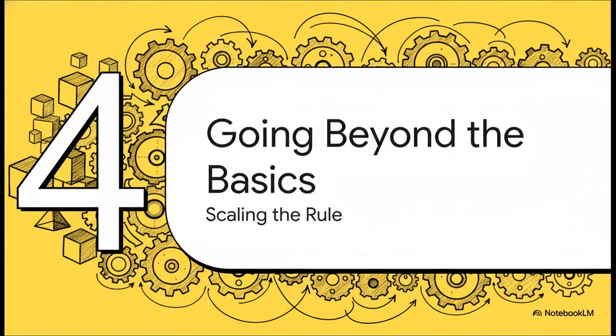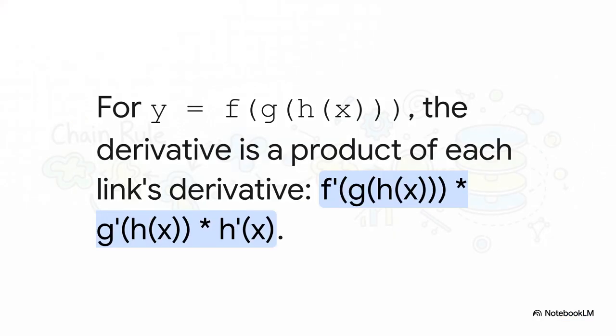But here's the thing. The real power, the real magic of the chain rule isn't just for handling two functions. It's that the same logic scales up beautifully to handle way more complex systems. What if you have a function inside another function? No problem. You just keep applying the same rule over and over. You start with the derivative of the outermost layer, then multiply by the derivative of the next layer in, and you just keep going until you get to the very center. The chain just gets longer.